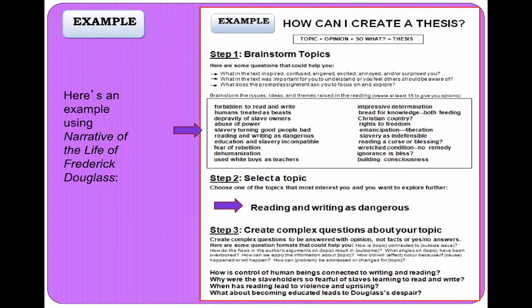Step 2. Selecting a topic, reading and writing as dangerous. Step 3. Creating the complex questions about your topic. So, how is control of human beings connected to writing and reading? Why were the slaveholders so fearful of slaves learning to read and write? When has reading led to violence and uprising? What about becoming educated leads to Douglass's despair?